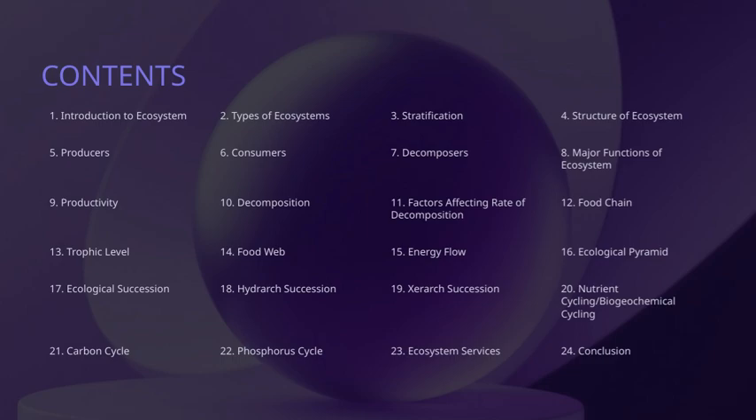We examined succession, including xerarch and hydrarch succession, which describe how ecosystems develop and change over time, leading to stable communities. Energy flow and nutrient cycles, like the phosphorus, carbon, and nitrogen cycles, are fundamental to sustaining life, ensuring nutrients are recycled efficiently. Finally, we touched on ecosystem services, which are the benefits humans derive from healthy ecosystems, such as clean water, air, and resources, highlighting the importance of preserving these natural processes.